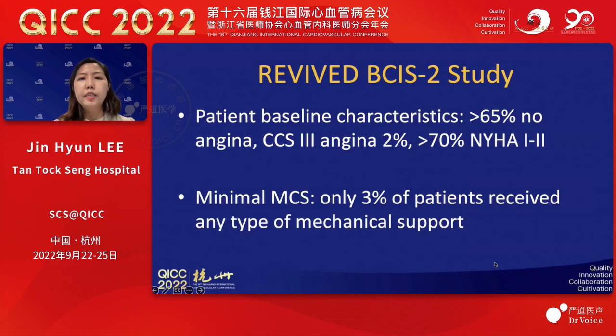So how do we interpret this with the latest REVIVE-D2 study? The target population in this case was different compared to the PROTECT series studies and all these high-risk studies that we have performed so far. The baseline characteristics in this study were reported as more than 65% had no angina, only 2% had CCS class 3 angina, and more than 70% had NYHA 1 to 2. And only 3% of those patients received any type of mechanical support.